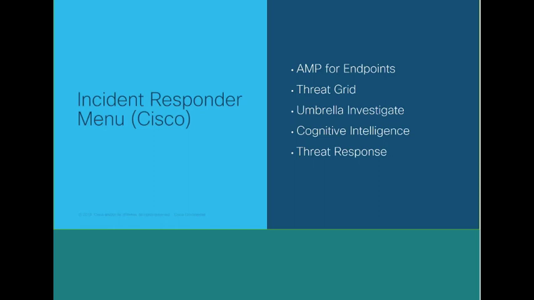For endpoints, we get deep endpoint-level visibility and protection. ThreatGrid, file-centric threat intelligence and behaviors, this Wikipedia of malware to which we have access. Umbrella Investigate, adversary infrastructure knowledge. Cognitive Intelligence, adversary TTPs, threat actor models, cross-layer analysis, machine learning. And Threat Response, combining all the pieces of information provided by products like the above for more streamlined processes and unified rapid response.